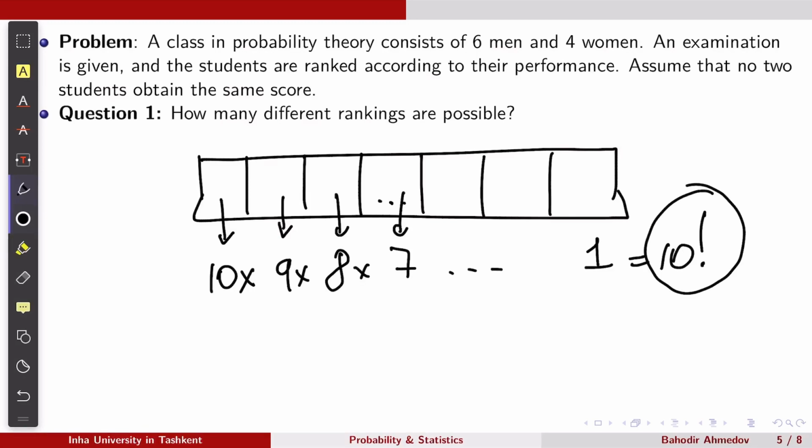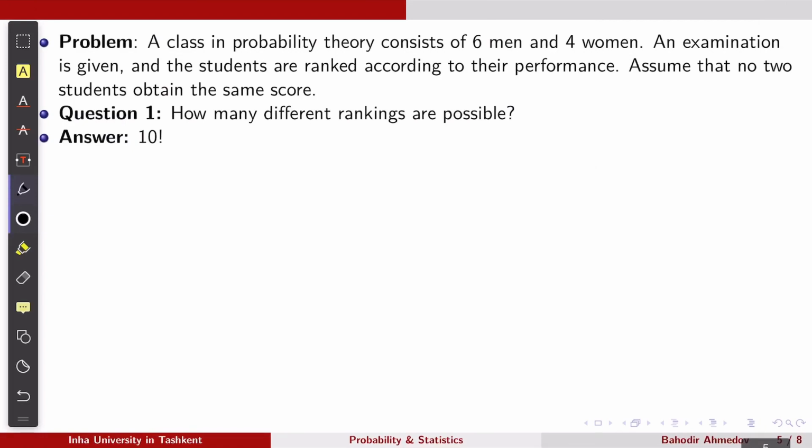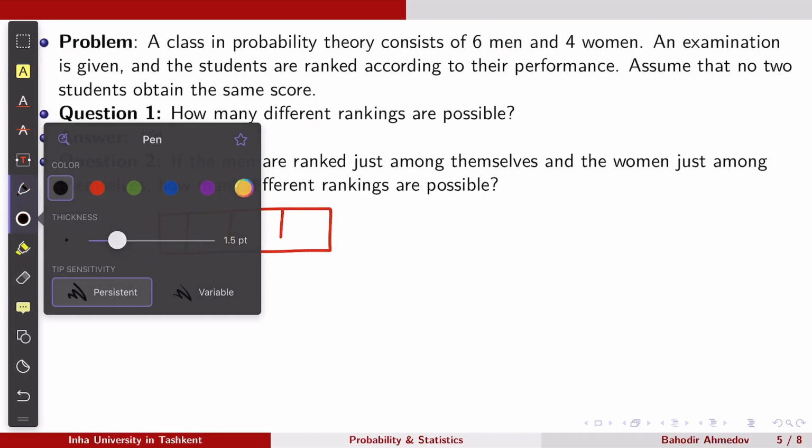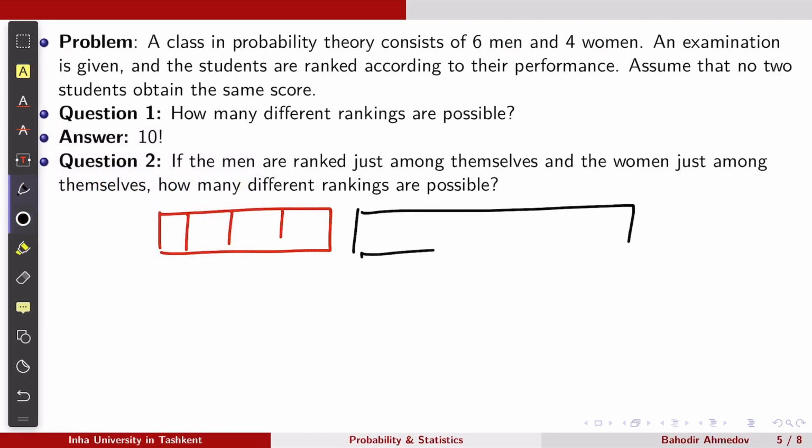So basically, it is possible to create a list of students, arranging them by their scores, and the number of lists is going to be equal to 10 factorial. So let's go to the next problem. If the men are ranked just among themselves and women are ranked just among themselves, how many lists are possible to create? So now I'm going to create 4 boxes for the 4 females and 6 boxes for the 6 males.